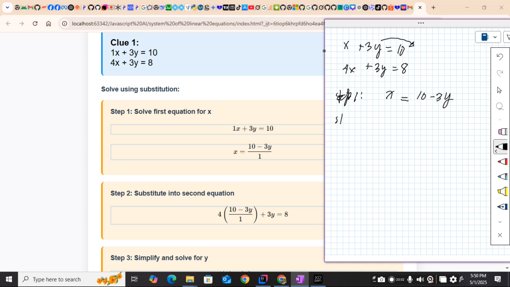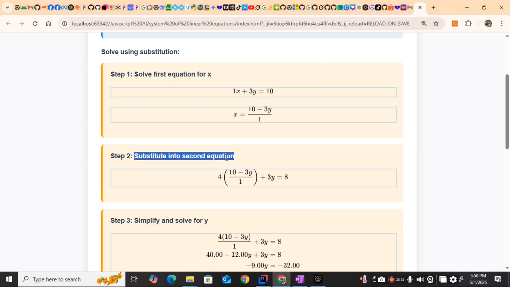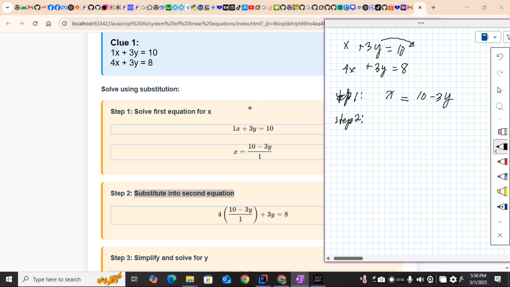Now for step 2, all we need to do is to substitute it into the second equation. The second equation is 4x plus 3y equals 8. And we know that the x here is 10 minus 3y. So effectively, we have reduced the system from two variables, x and y, to a single variable involving only y. So all we need to do now is to solve this.